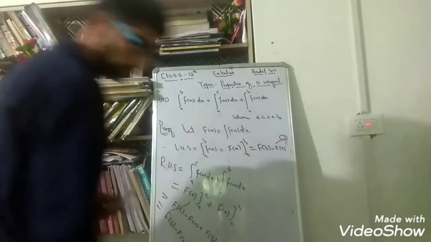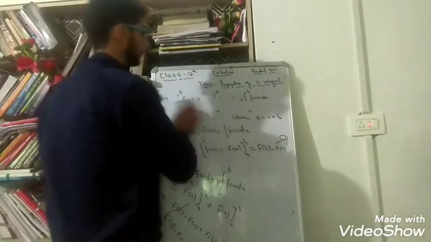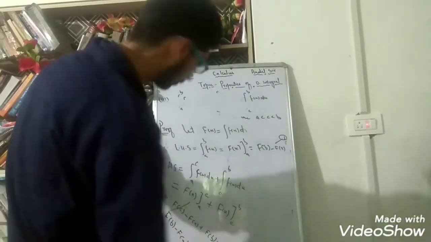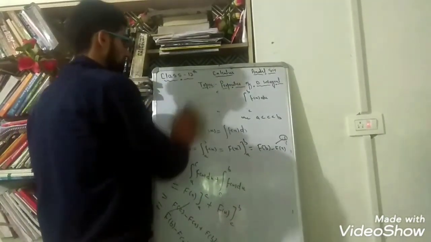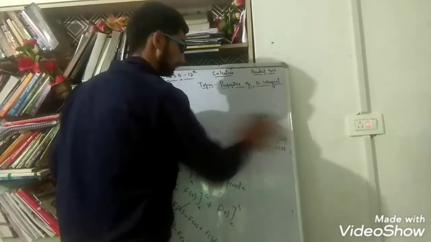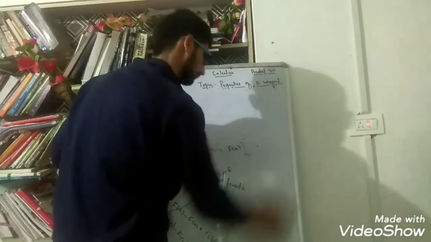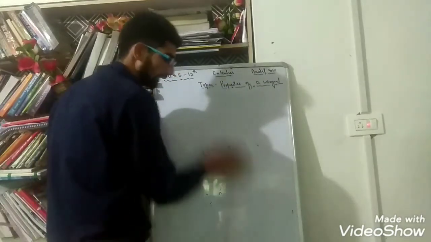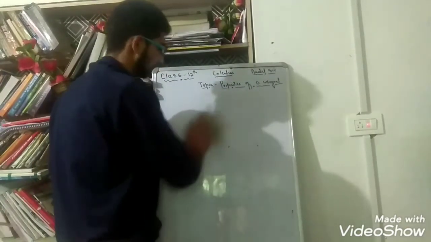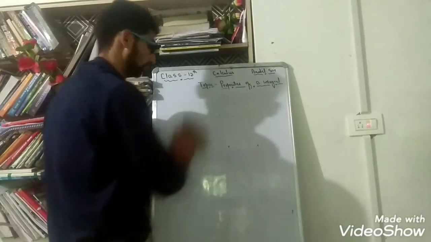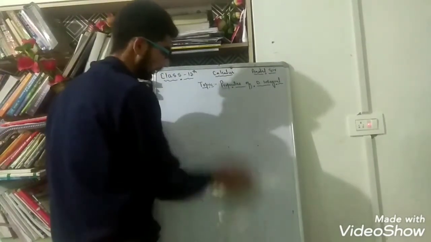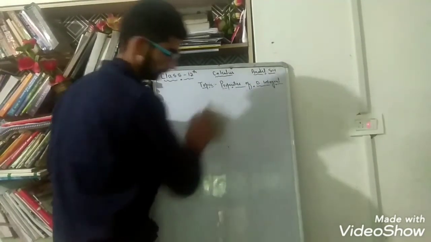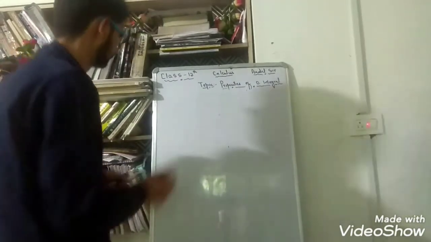Now we are going to the fourth one, and that is also a very important property, because it is frequently used. That one is very good, and we often use that property, and the property is like this.